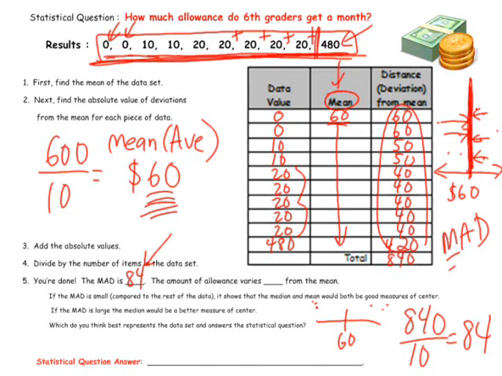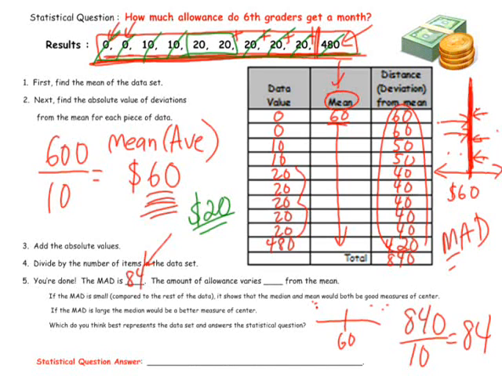So let's see what the median is of this data. Now the data is already in order from least to greatest. So if I look and I find our middle, our median is $20. And that looks to be a much better descriptor of the average student.